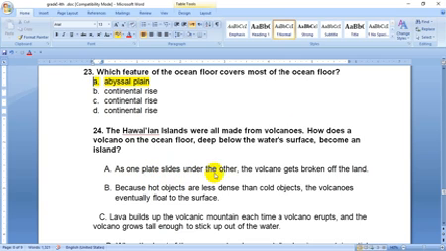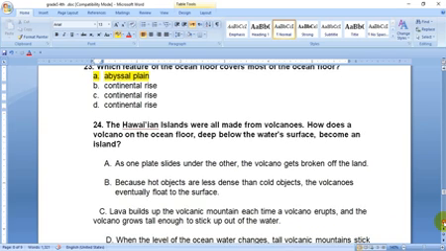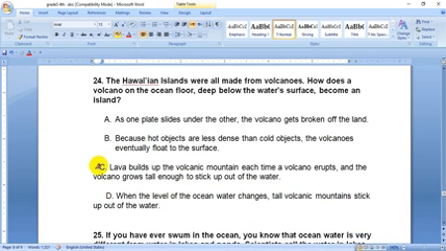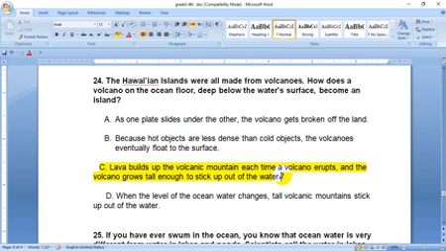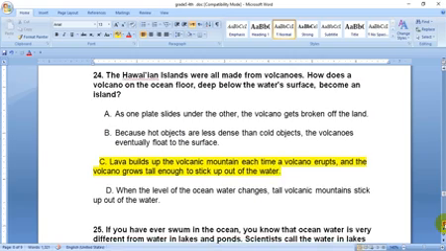As one plate slides under the other, the volcano gets broken off, or because hot objects are less dense than cold objects, the volcanoes eventually float on top of the surface, or lava builds up the volcanic mountain. Each time a volcano erupts, the volcano grows tall enough to stick up above the water. Yes, this is the correct answer, because every time the volcano erupts, it releases lava, and the lava cools and makes a layer on top of the water, and this is the formation of a volcanic island.